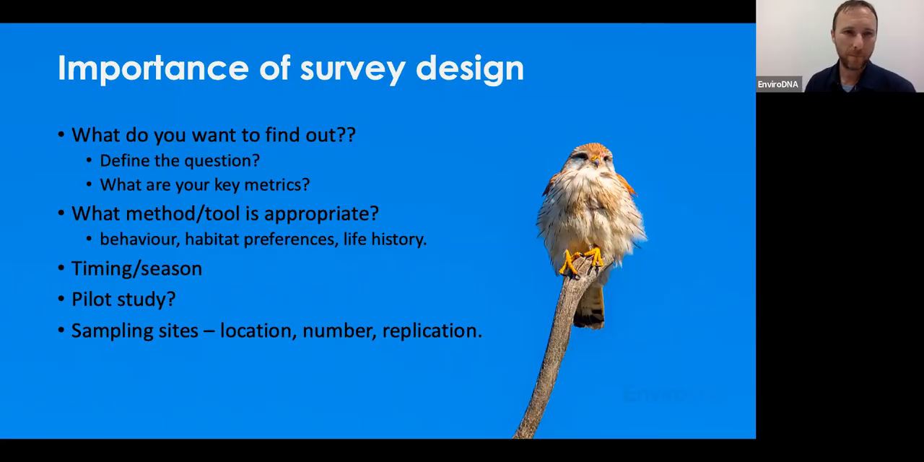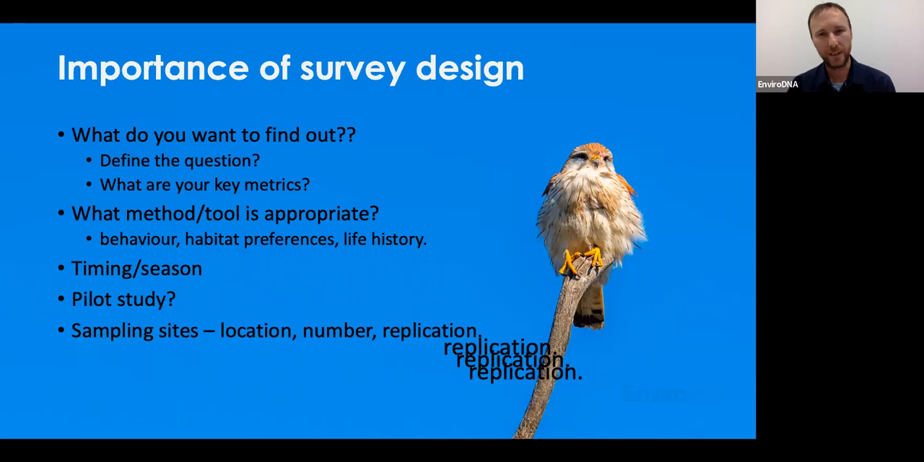I can't remember where I was going there, but I guess the key thing with any survey design is really replication. There's a number of reasons why replication at site levels are important. So sample replication within a site is important, as well as your site replication over a spatial scale is going to be critical. All right, I think that's about it from me.